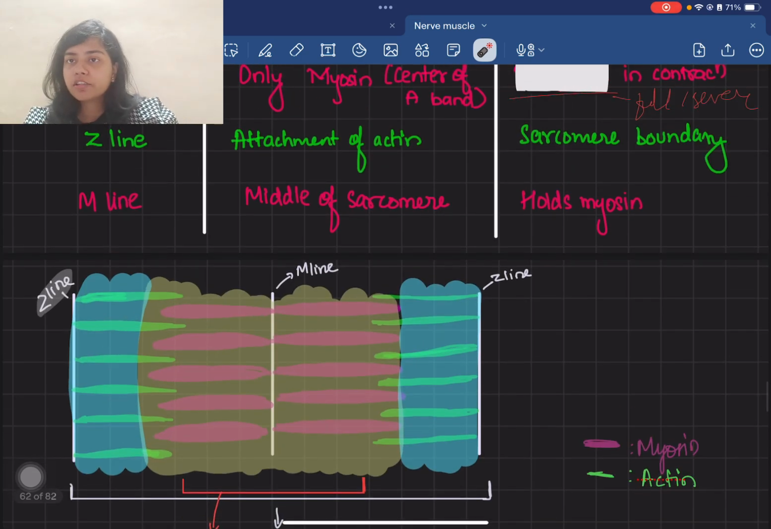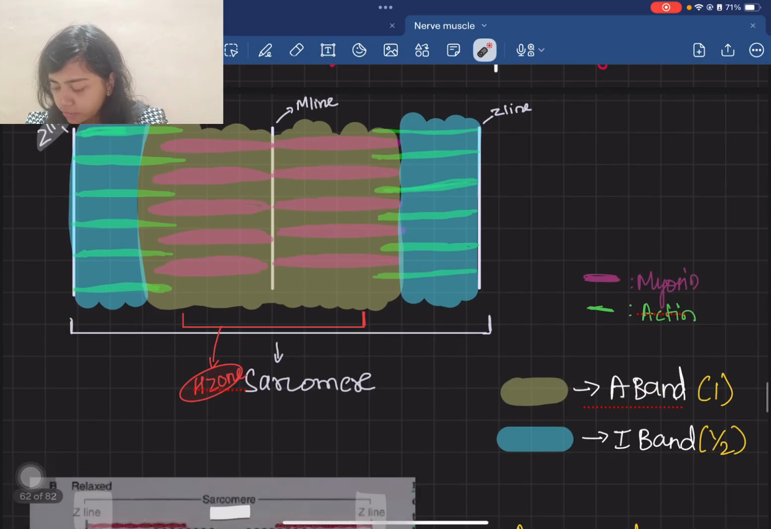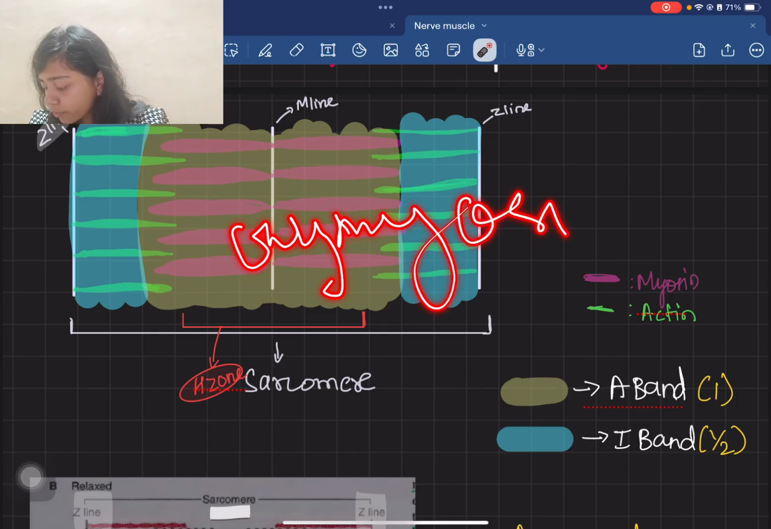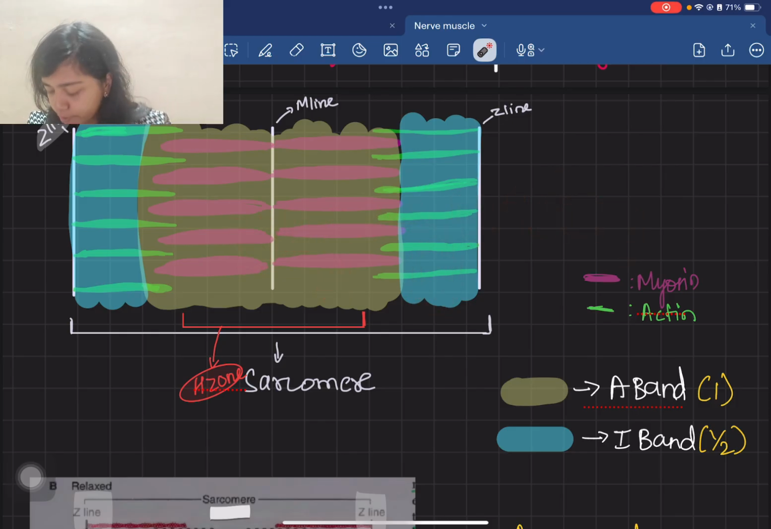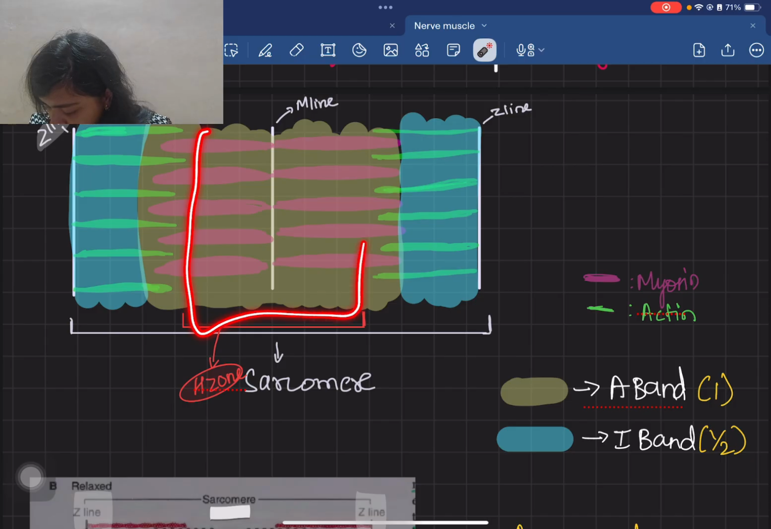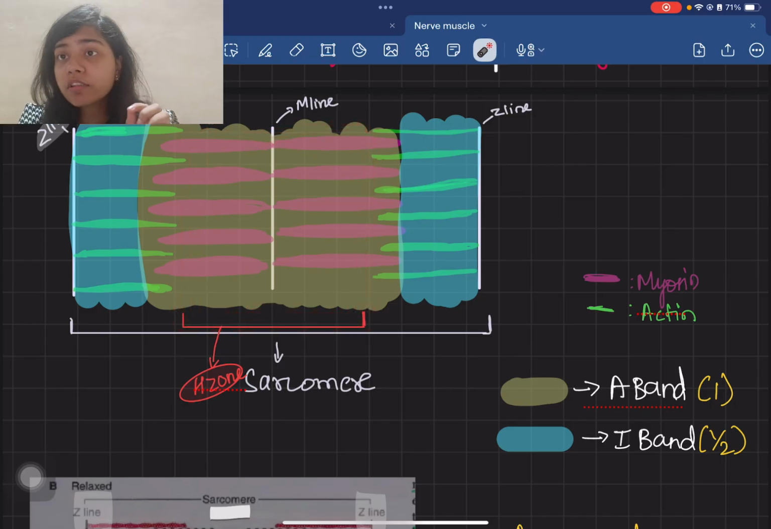And what is the H zone? The H zone is another important term. What is the H zone? The H zone is similar to the I band. What was the I band? Only actin. Similarly, the H zone is only myosin. The H zone is where only myosin is going to be present, meaning this part. This is the H zone. It is going to have only myosin, right?